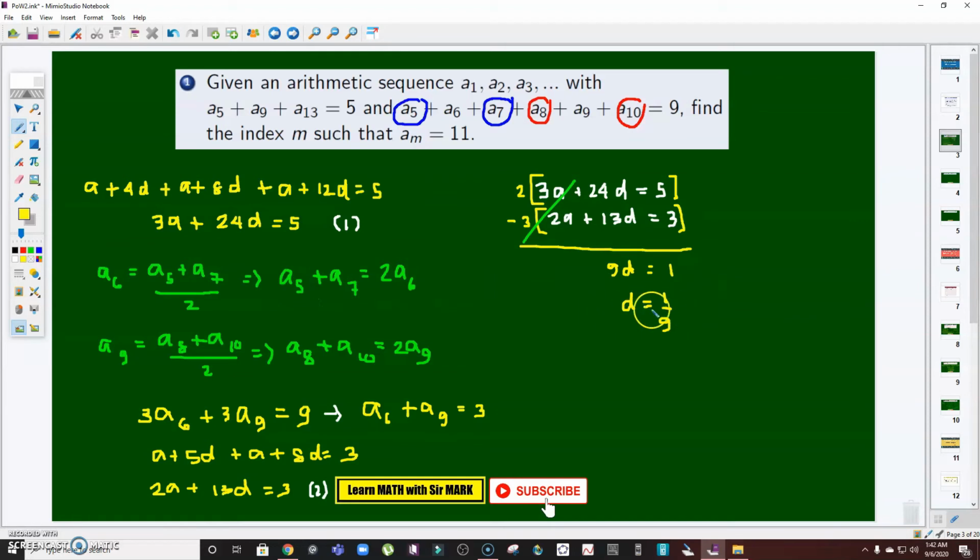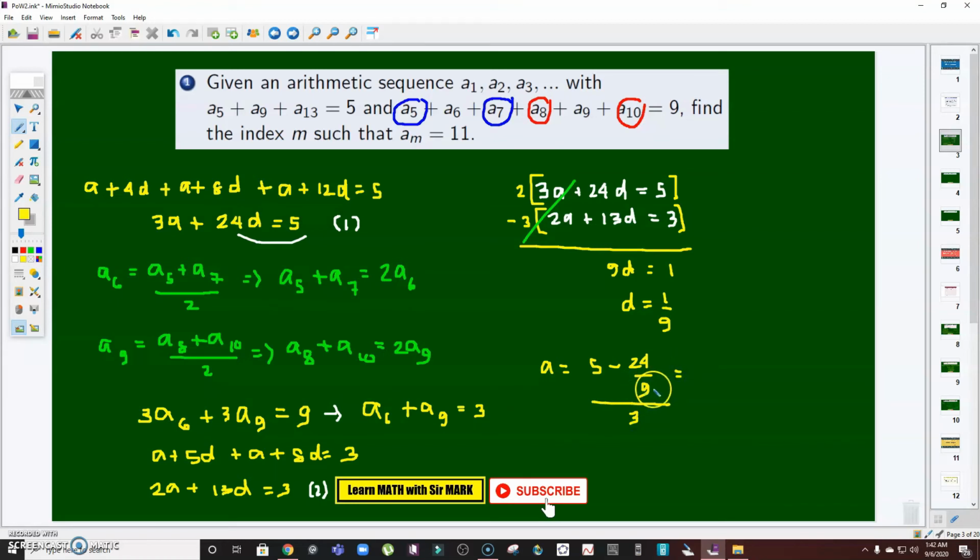Okay, now, there you go. So, we have d. You already have d. So how are we going to get a? We either substitute it to the first or to the second equation. In this case, I'll use equation number 1. So, my a is equal to 5 minus, so I'm going to transpose this one, that will be 24 over 9, all over 3. There you go.